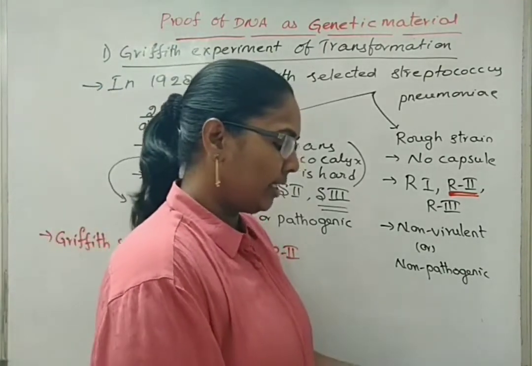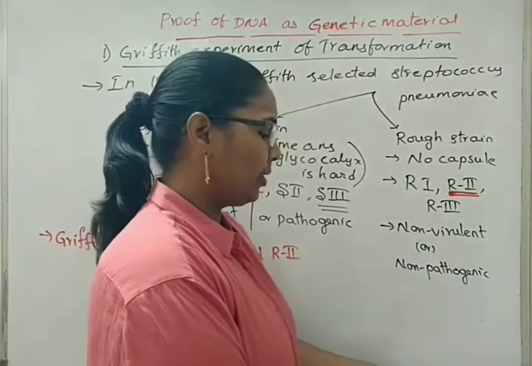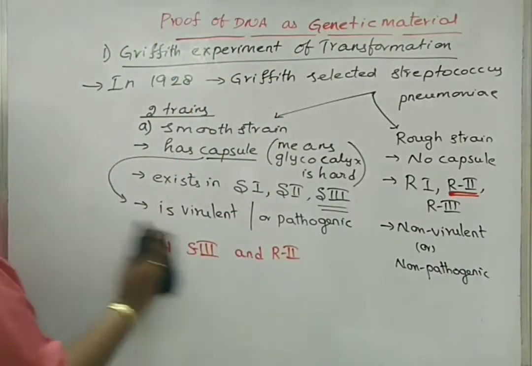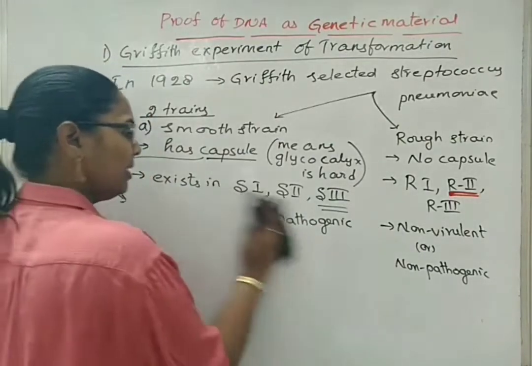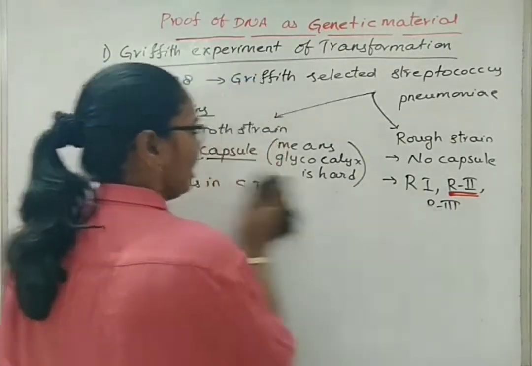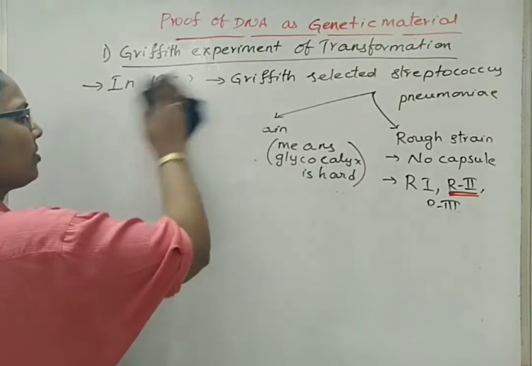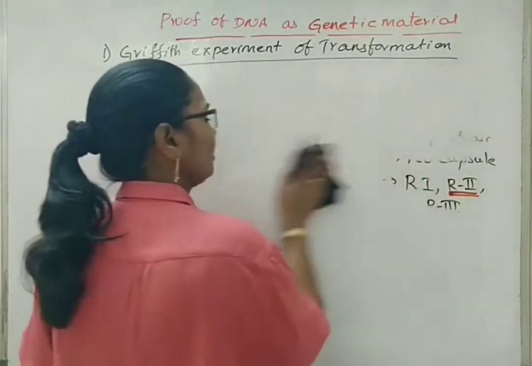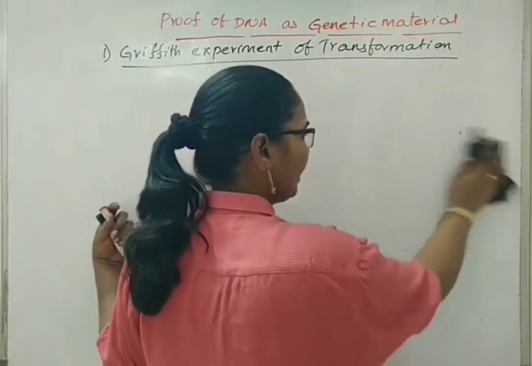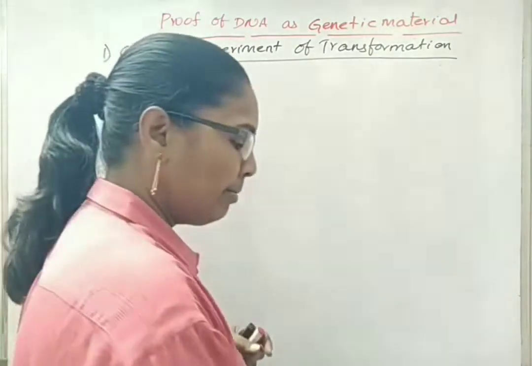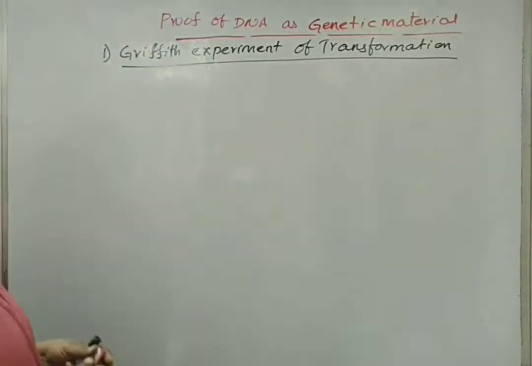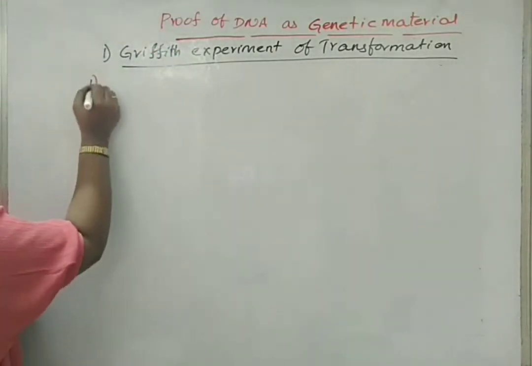He initially injected a rough strain into mice. The mice did not die, it survived. Later he injected the smooth strain, the S3 type which he selected for his experiment, into other mice. Then the mice died. When he mixed both strains and then injected, again the mice died. So we'll write that point by point.